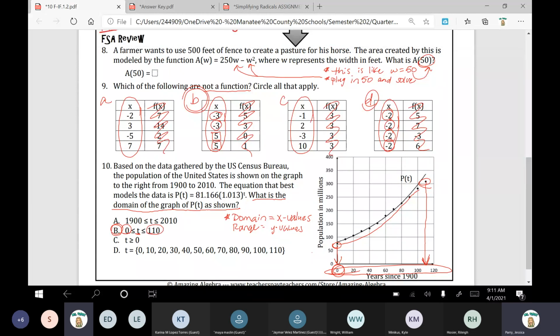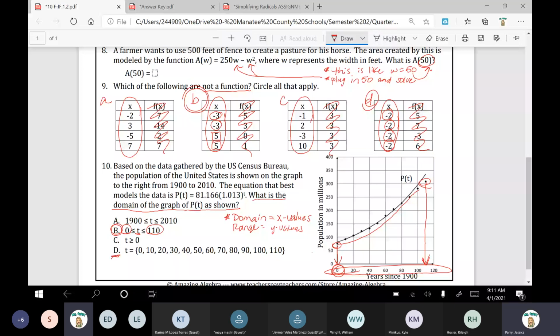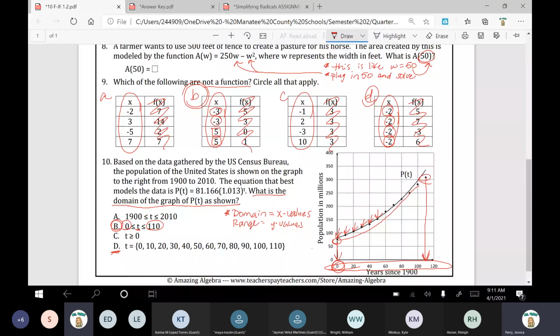Okay, if you chose D, that's just listing out all of these points, their X values, but it's over the time of years. So we wanted to know there's a line in between. You got to make sure you include all of those points that are there. So that's why it is B for number 10.